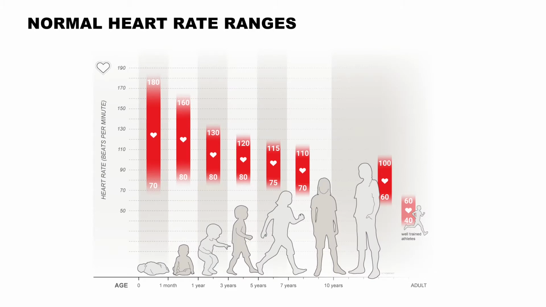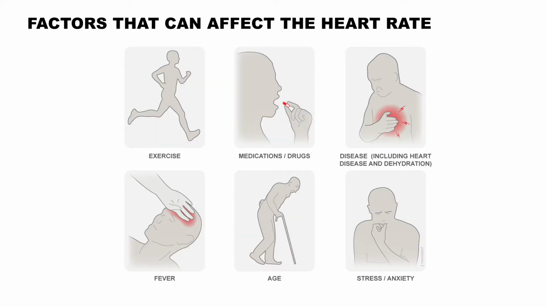The normal heart rate is faster and has a larger range in infants and gets slower, and the range gets smaller as we get older. Many factors can affect the heart rate, including exercise, medications or drugs, disease, fever, age, and stress or anxiety.